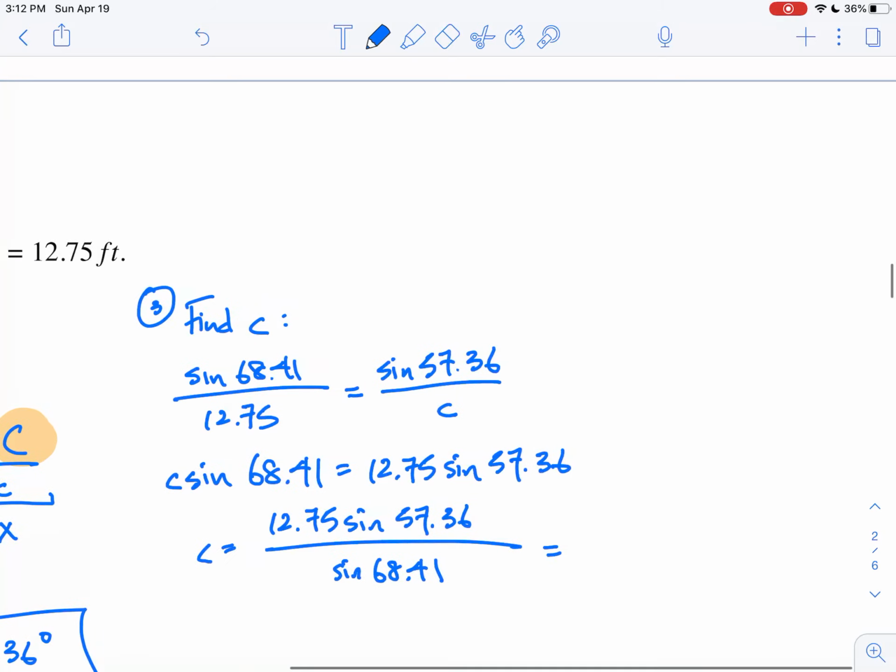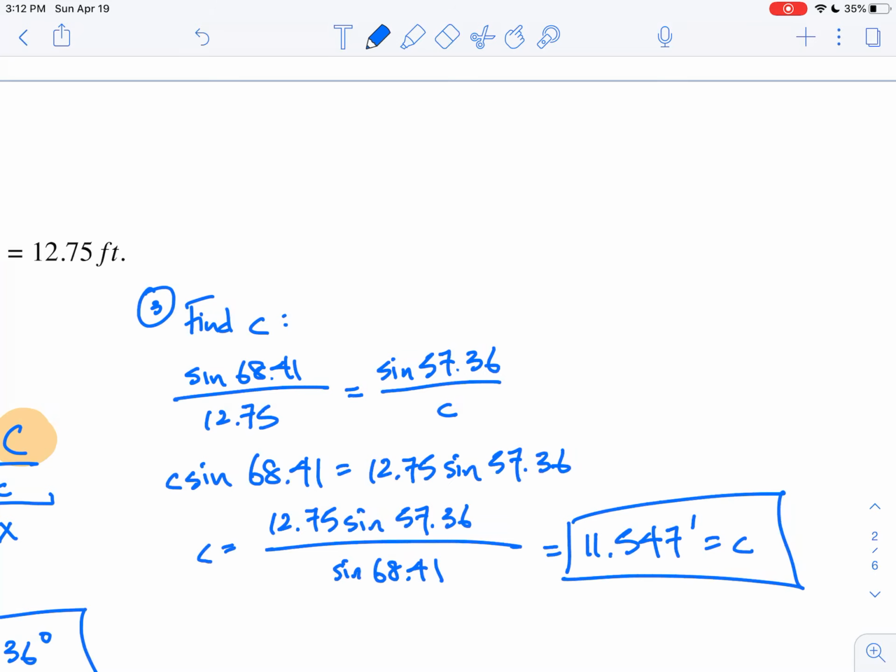And we end up with a c value of 11.547 feet. Okay?